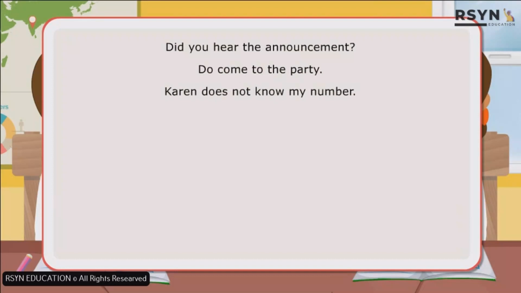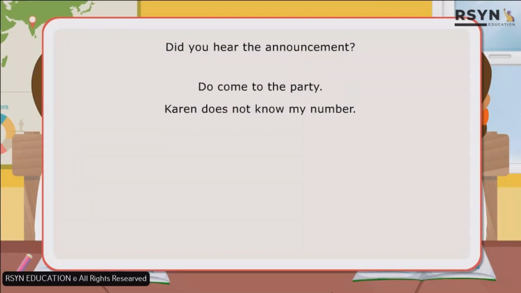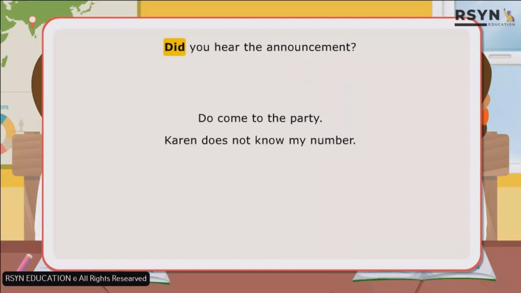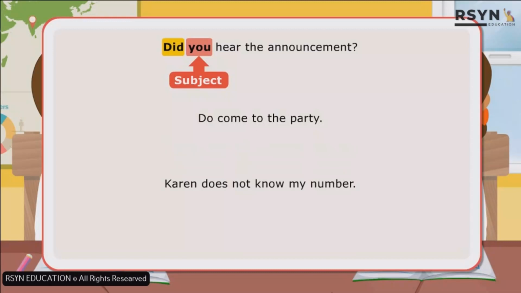In the first sentence, did has been used with the subject you to ask a question in simple past tense. In the next sentence, do has been used for emphasis. In the last sentence, does has been used with a name to form a negative in simple present tense.